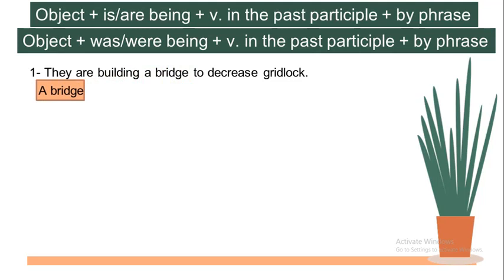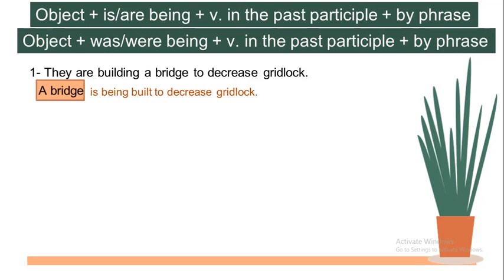Is it in the present progressive or the past progressive? Excellent. It's in the present progressive as the verb to be that is used is are. So we'll have to use the first rule. Now, a bridge, is it singular or plural? Great, it's singular. Thus we will use is being and then comes the verb in the past participle. The past participle of build is built, to decrease gridlock.